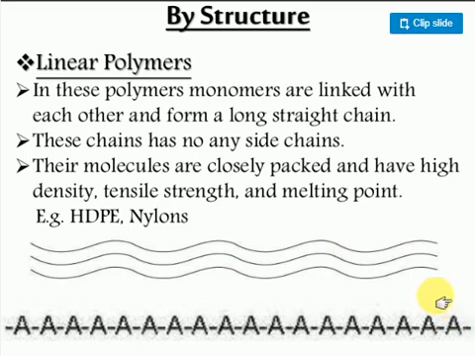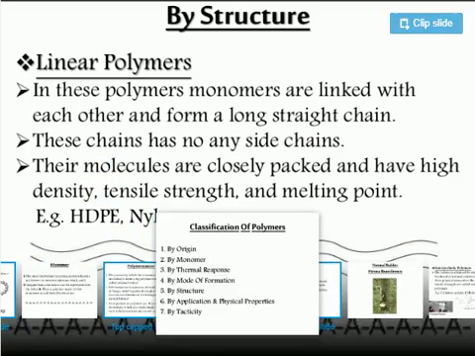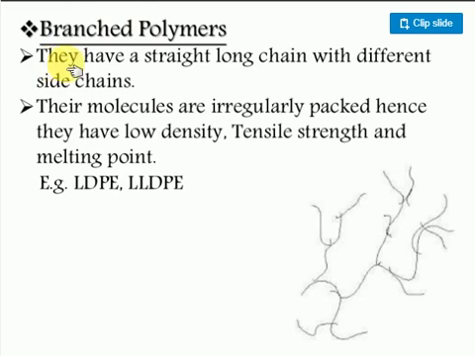We'll get a clearer idea in the next slide. So look at the students here. The branched polymers have a straight and long chain with different side chains. Their molecules have irregular packing, hence they have low density. Irregular packing is there, so they have low density and strength is also very weak, melting point is also less. This is called low density polyethylene. The previous one is high density polyethylene.